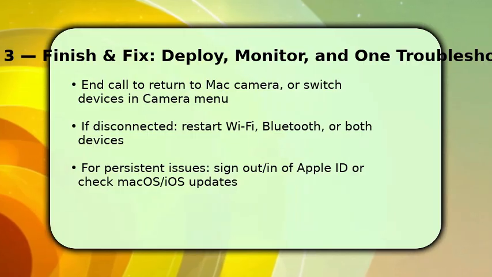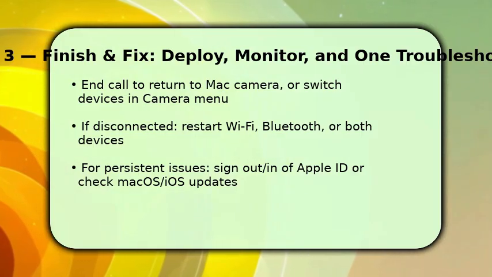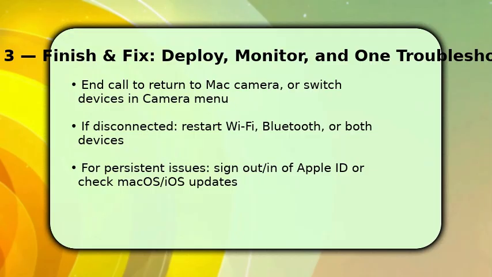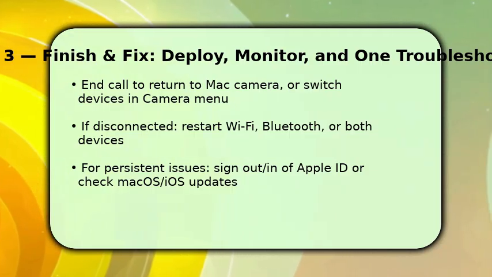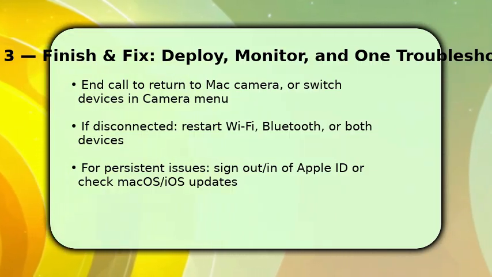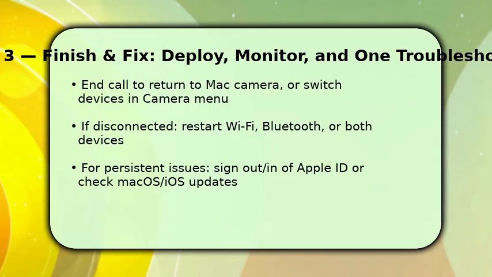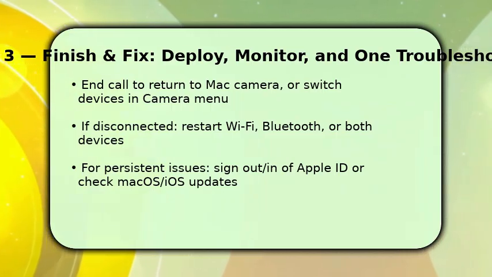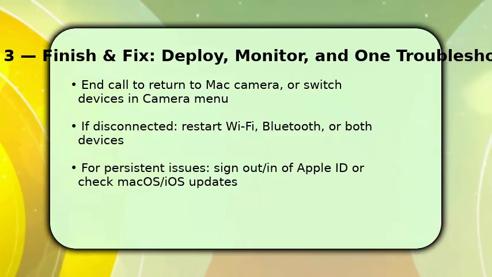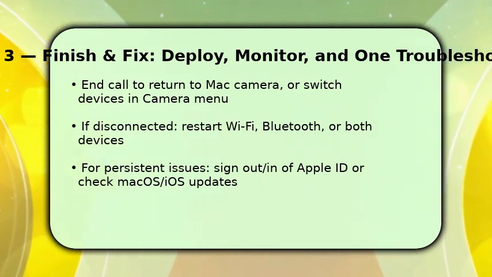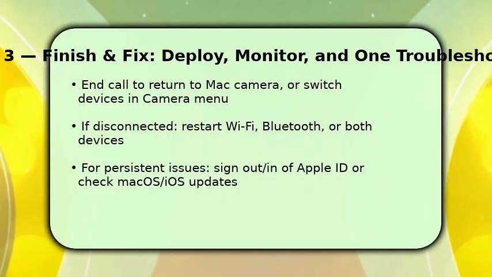If the iPhone drops connection, restart Wi-Fi and Bluetooth on both devices and then reconnect. Often this resolves transient issues. If problems persist, reboot both devices, sign out and back into your Apple ID, and confirm you have the latest macOS and iOS updates. One key troubleshooting tip: a locked iPhone or disabled Handoff is the most common cause of failed Continuity Camera connections.